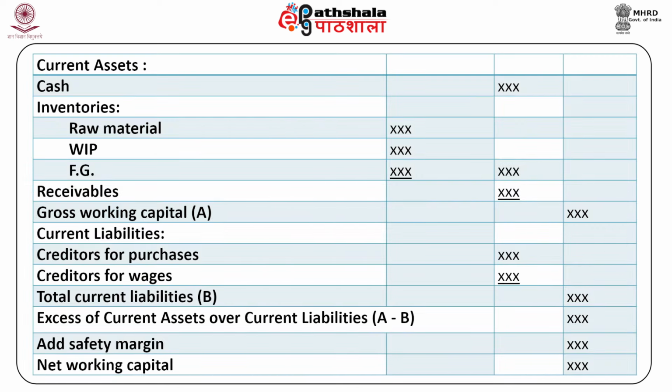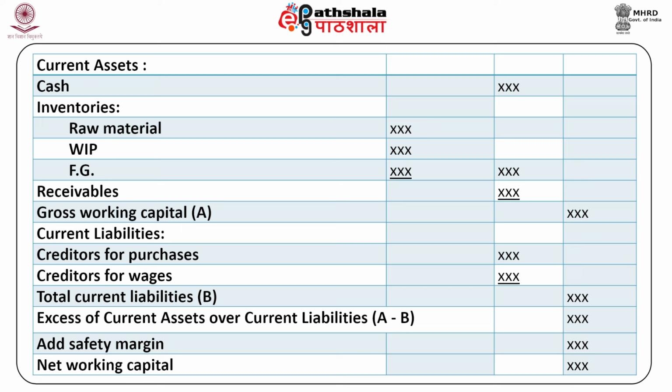Now, estimating working capital requirement pro forma. Now, let's look at current assets. Cash is the first item. Inventories are classified into raw material, work in process, finished goods. The total of inventories is in the second column. Receivables again carried to second column, and the total of these three items will give you gross working capital, which we can designate as A.